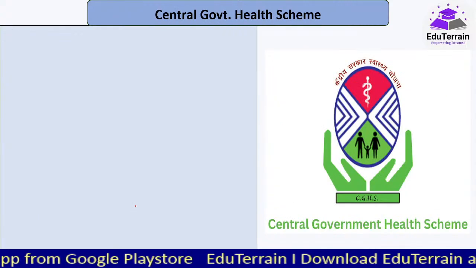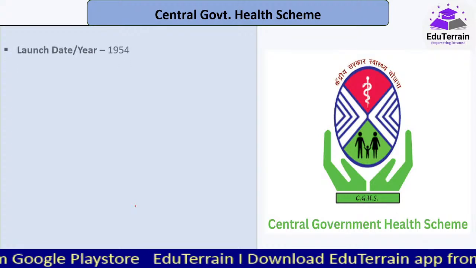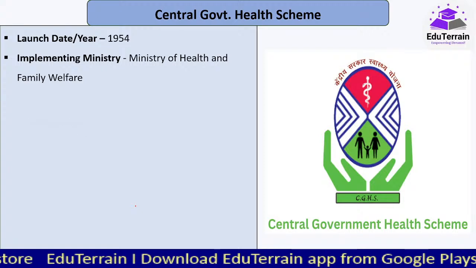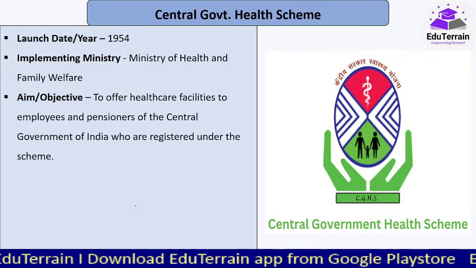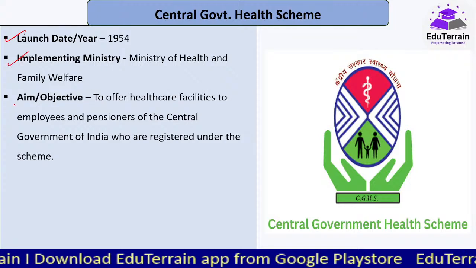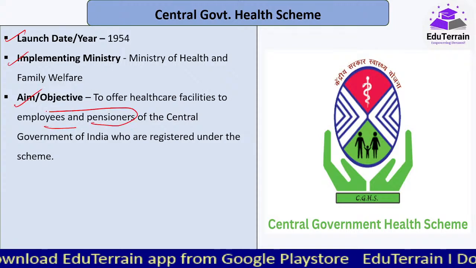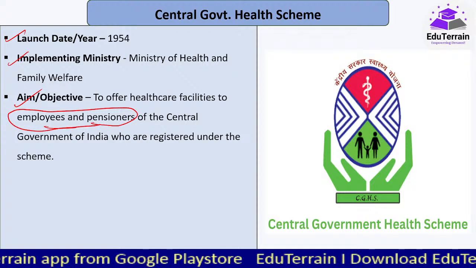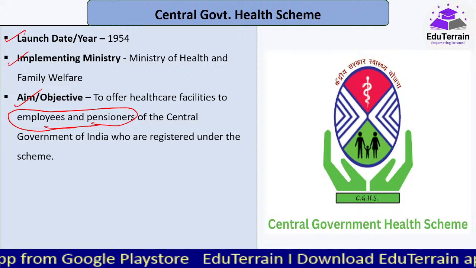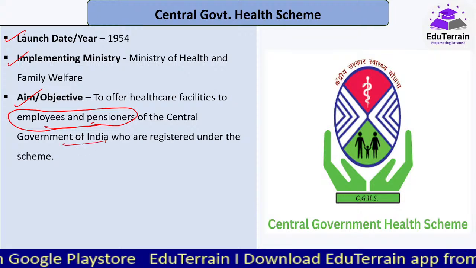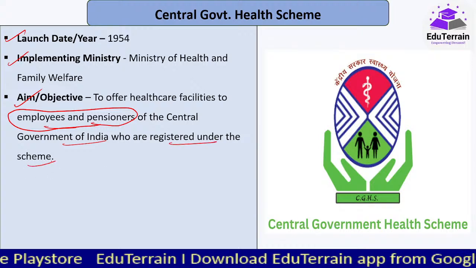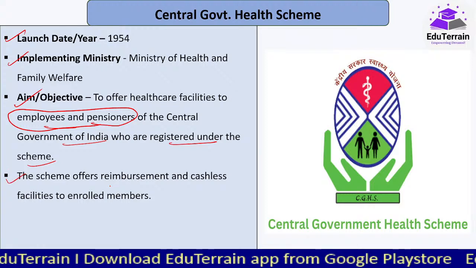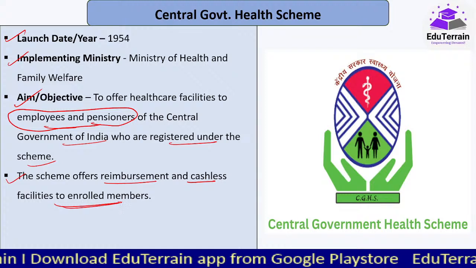Moving on to the Central Government Health Scheme, when was this launched? This was launched in the year 1954 under the purview of the Ministry of Health and Family Welfare to offer healthcare facilities to employees and pensioners both. It is not that only if they are doing a job would they be able to avail benefits under this scheme. No, even the pensioners of the central government of India who are registered under the scheme would be able to avail the benefits of this scheme. And this offers both reimbursement and cashless facilities to enrolled members.